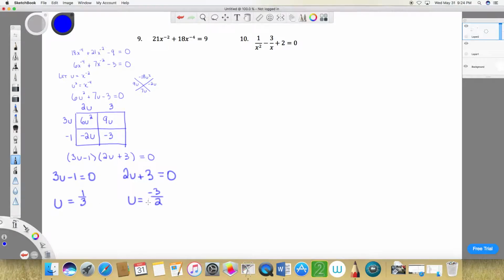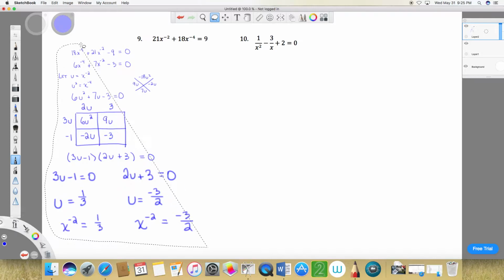But remember, my original variable was x, not u, so I need to replace this u with x raised to the negative 2 power. That's equal to 1/3, and here x to the negative 2 power is equal to negative 3/2. Well, over here we have a problem, that's never going to be a true statement. There's no way that x to the negative 2 power would ever result in a negative number.